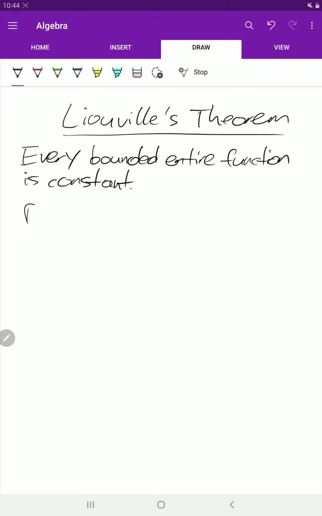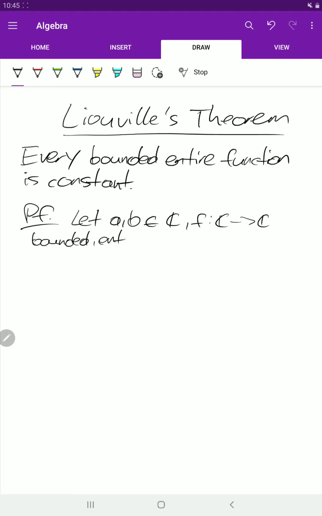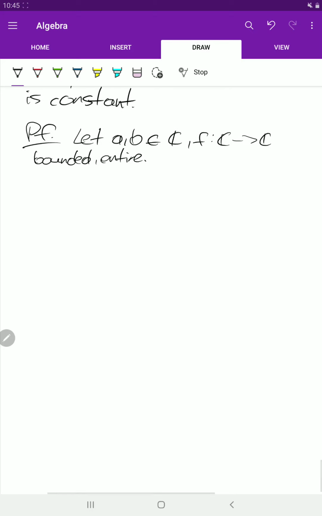And so for the proof, let's take two complex numbers, a and b, and let f be bounded and entire. So that's the setting, and what we are going to prove is that f of a is equal to f of b.